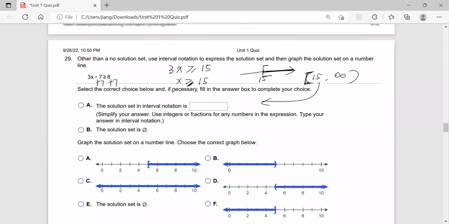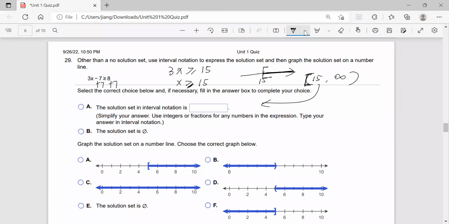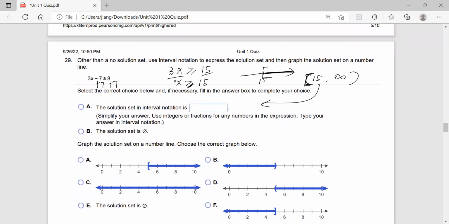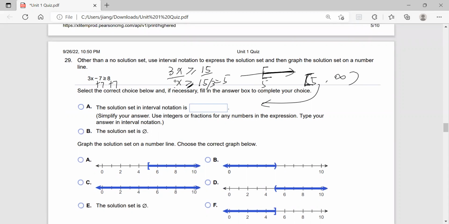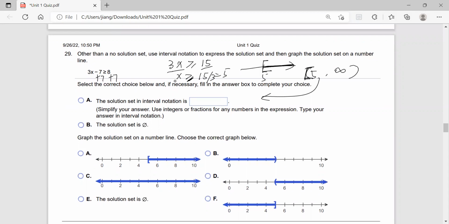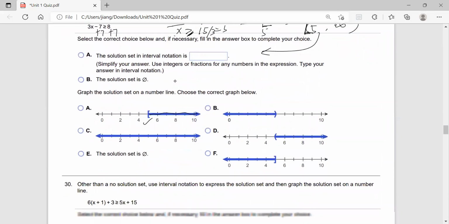Oh, sorry. I'm not correct at all, because look at here. I divided by 3 on one side. I didn't divide by 3 here. So this is 5. That means here cannot be 15. Here's 5. So from the graph, let me find where is 5. I see this one is 5, and then from 5 to the positive infinity. So I choose A.